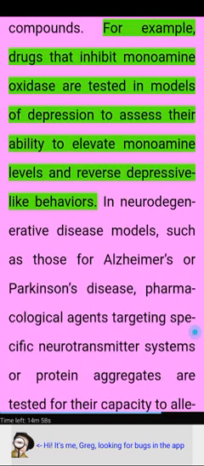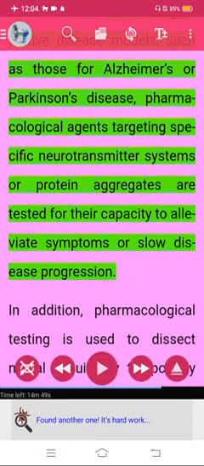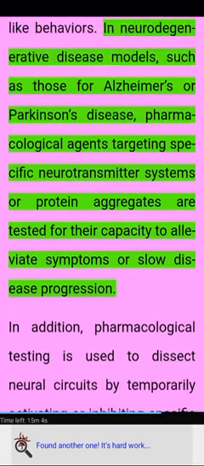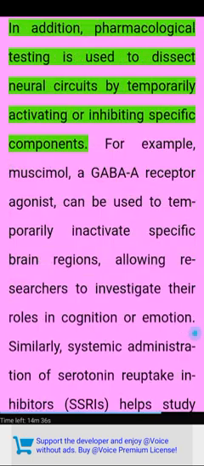For example, drugs that inhibit monoamine oxidase are tested in models of depression to assess their ability to elevate monoamine levels and reverse depressive-like behaviors. In neurodegenerative disease models, such as those for Alzheimer's or Parkinson's disease, pharmacological agents targeting specific neurotransmitter systems or protein aggregates are tested for their capacity to alleviate symptoms or slow disease progression.